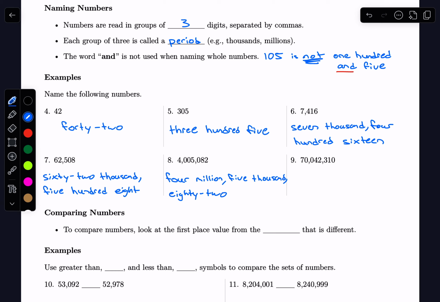Okay, last one. We have 70 and then a comma. So 70, that is 70. And because there's a comma there, I'm going to name the place value, which is million. Then the next 3 digits, 042, is just 42. So 7 million, 40-2, and when I get to the comma, I write 1,000. Then those last 3 digits, 310, 310. And we're done.